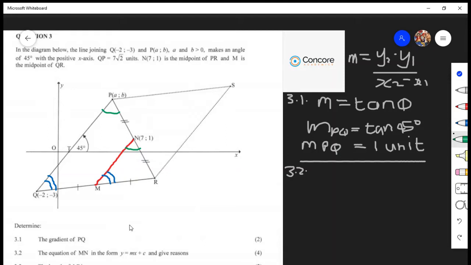so by using the midpoint theorem, that can be our reason, right? So we just say the gradient of PQ is equal to the gradient of MN, which is equal to 1, and we can just write midpoint theorem.